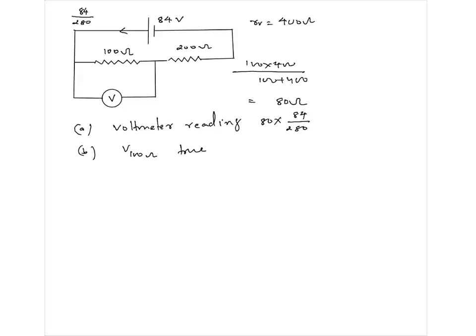That will be the potential difference across 80 ohm. That will be the potential difference across 100 ohm. That will be the potential difference across this voltmeter. All same. Just calculate this. This should be your answer. That's right, 24 volts. So that's the voltmeter reading.